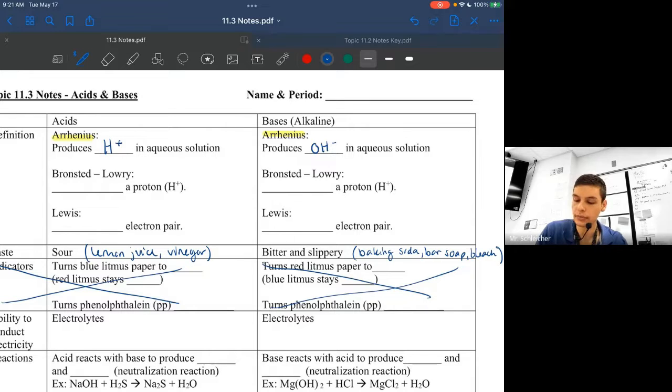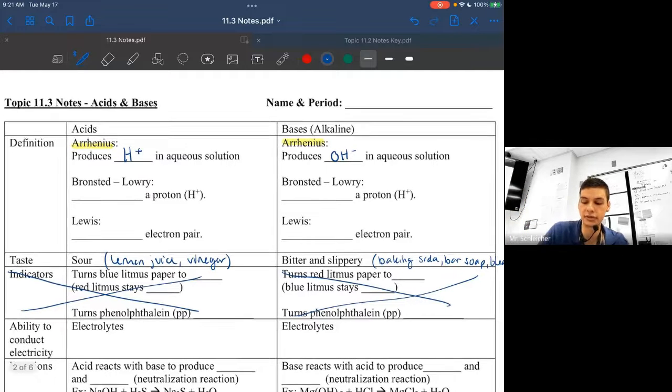So basically, let's review what it means to dissolve things and produce ions in solution. If I have something like table salt, NaCl, if that dissolves in solution, we call it dissociates. It dissociates into these two ions, Na plus and Cl minus. If something like HCl were to dissolve in water, it also dissociates into H plus and Cl minus.